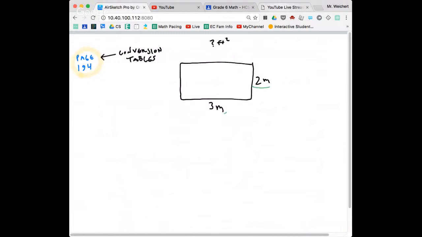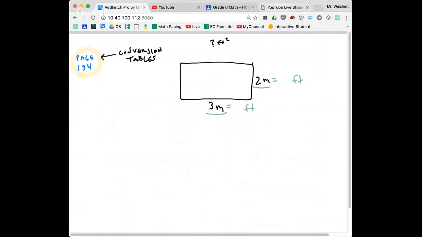So we need to change this, and we need to change this to feet. Before we do any figuring out of area, we need to do conversion. And so we're going to change this to feet and this to feet. We're going to go to our handy dandy table on page 194, and I'm going to see what is meters to feet. Meters to feet. Do you guys see it? Can you find it before me?